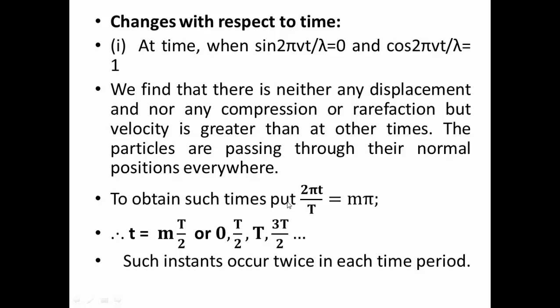To obtain such an instant, we put 2πt/T equal to mπ, where T is the period of the vibrations. Solving this, we get t equal to mT/2. Putting the values of m as 0, 1, 2, 3, we get 0, T/2, T, 3T/2. Such an instant occurs twice in each time period.